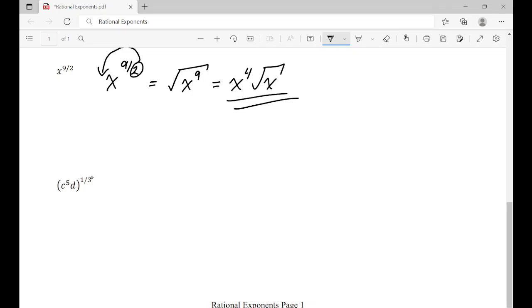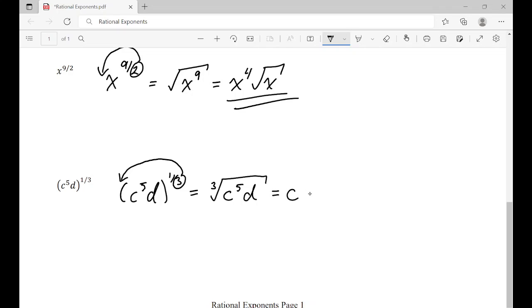Finally, c to the 5th d to the 1/3 power. I'll write it out here, c to the 5th d to the 1/3. I take my denominator and move it to the front as my index. So I get the cube root of c to the 5th d. Since d has an exponent of 1, I don't have to do anything really different. So 3 can go into 5 one time with a remainder of 2, and 3 cannot go into 1 evenly, so the variable d stays inside. And so my simplified solution for c to the 5th d to the 1/3 power is c times the cube root of c squared d.